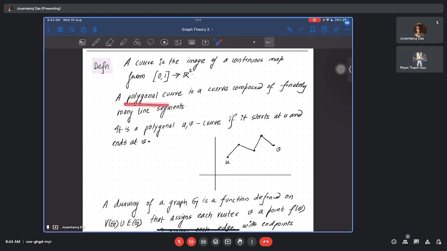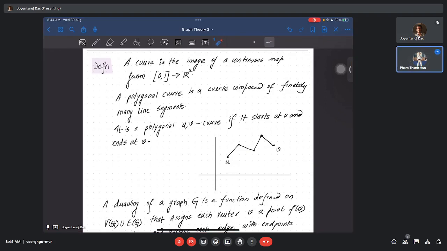And the polygonal curve is a curve that is composed of finitely many line segments. So for example, if I have a curve like a parabola, then that is not a polygonal curve. A polygonal curve is only those types of curves that can be written as a finite union of line segments. So it has to be line segments. A single straight line will also work, but it can have more than one line segment also.